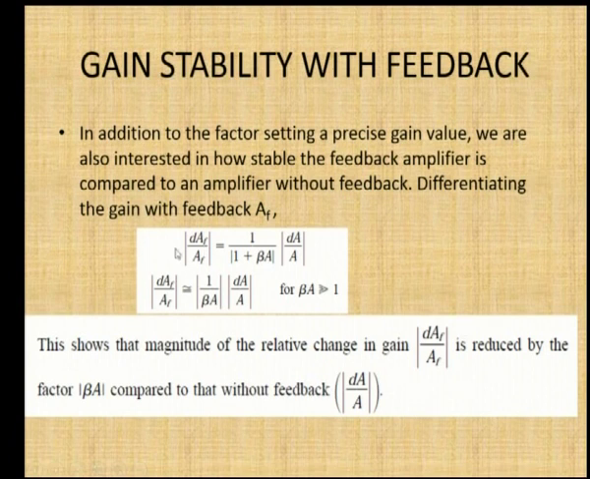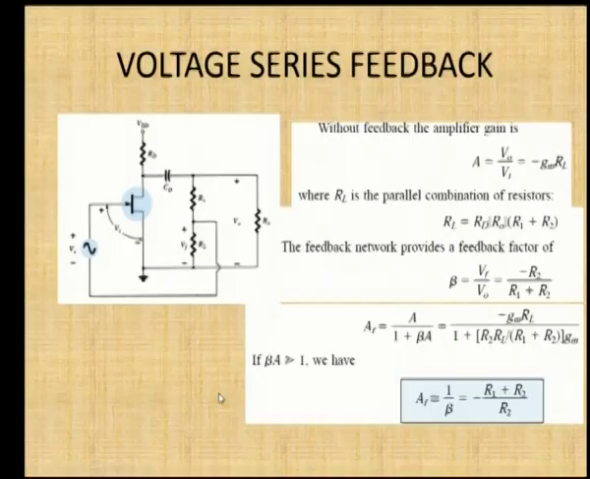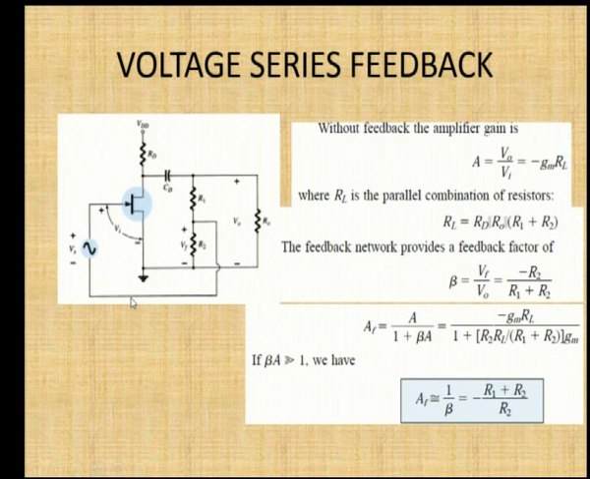So, always if you go with the frequency distortion, it is reduced. If you go with the noise and nonlinear distortion, it is reduced, and gain is also reduced. Here gain stability is relative change, it is reduced with the factor of beta A when you compare it with the gain without feedback. So, now we are going to see some of the practical feedback circuits.